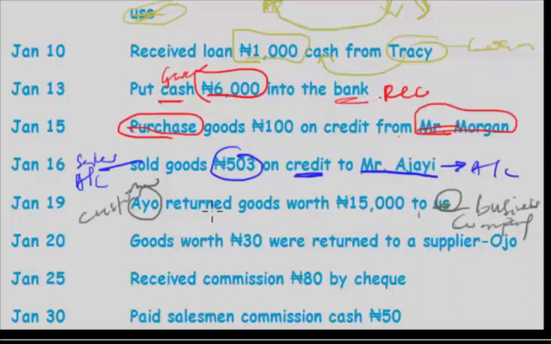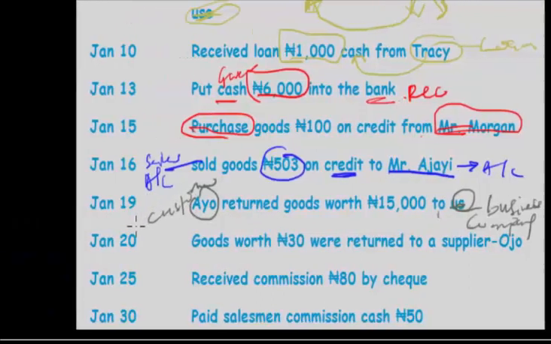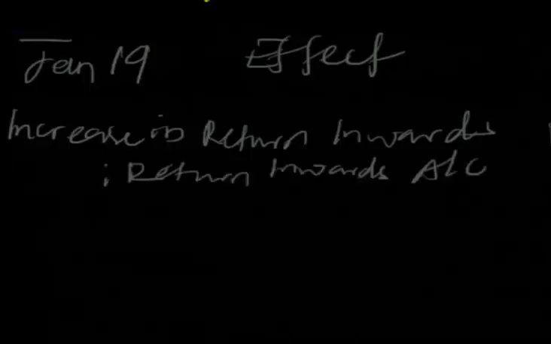When a customer is returning goods back to the business, we refer to this as return inwards. What's the effect? There's an increase in return inwards. So therefore we have a return inwards account. Also, there's a decrease in Ayo's account.